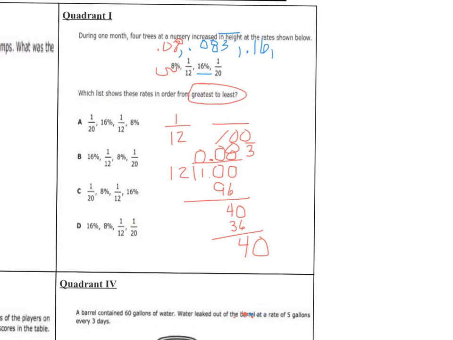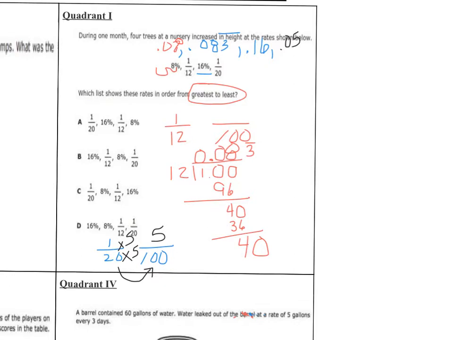The last one is 1 over 20. So I'm going to do the same thing I did with 1 over 12. I'm going to look and see if there's a relationship between 20 and 100. And, lucky for us, there is. 20 is a factor of 100. So 20 times 5 equals 100. 1 times 5 equals 5. So 5 hundredths looks like 0.05.